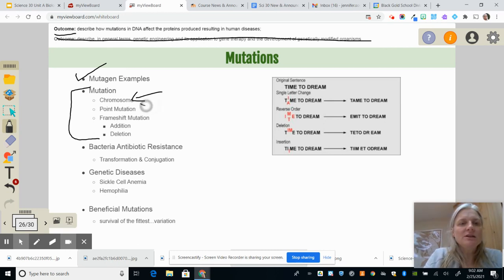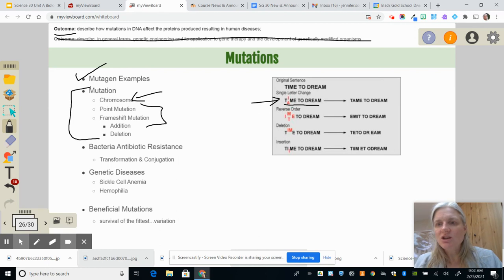Okay, then there are point mutations and frame shift mutations. A point mutation is when you have a single nucleotide that's changed, just one. So if you take the sentence "time to dream" and you change one letter from the I to an A, you get "team to dream". So one of those amino acids is going to get changed. It may cause a major issue, or it may be fine and the rest of the protein is still intact and it's okay. So that's a point mutation.